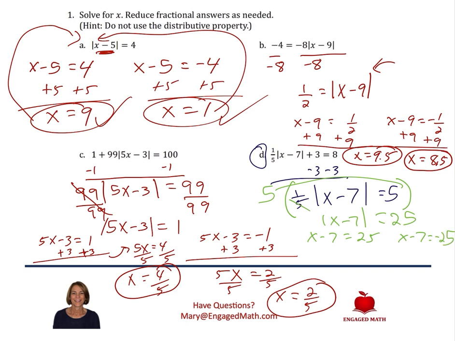All right, we're going to add 7 to both sides. I'm going to do this next step without showing that work of adding 7 to both sides because we've been working on this for a while. When we add 7 to both sides here, we get 32 here and negative 18. Both negative 18 and 32 are valid answers for this particular equation.